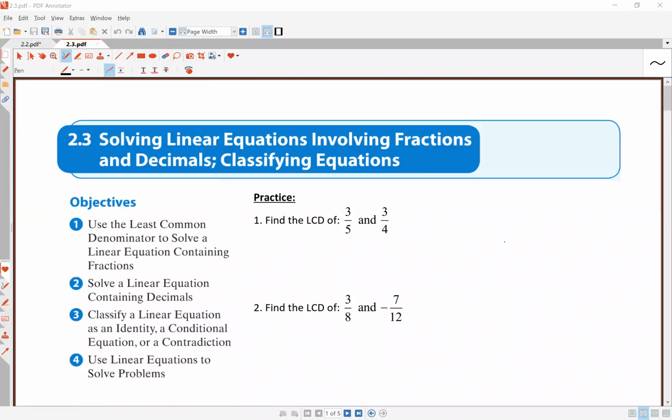This video is on 2.3, solving linear equations involving fractions and decimals, classifying equations. Practice 1 and 2.